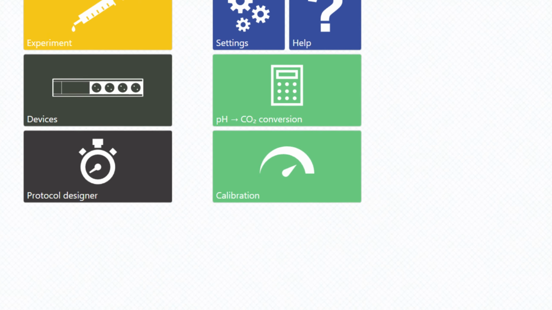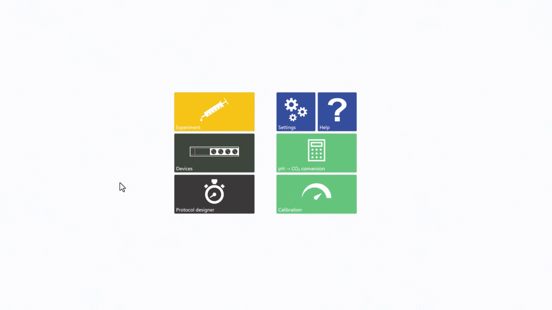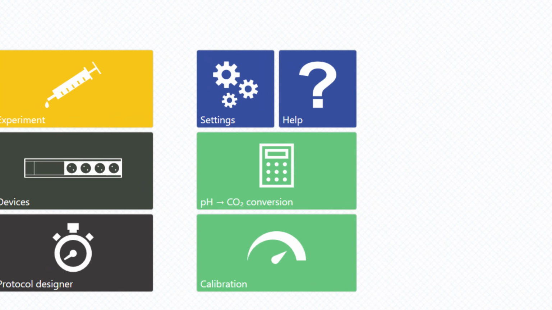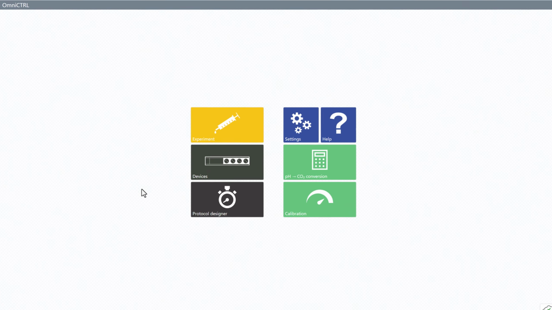And that's it on how to calibrate your device sensors in OmniCTRL. Next, we will look at how to perform the pH to CO2 conversion required when using pH meters.